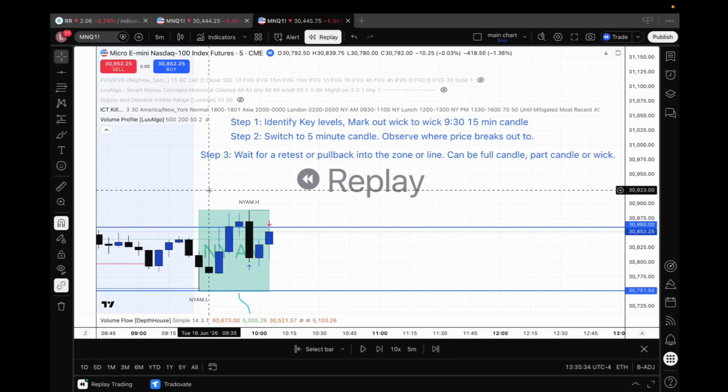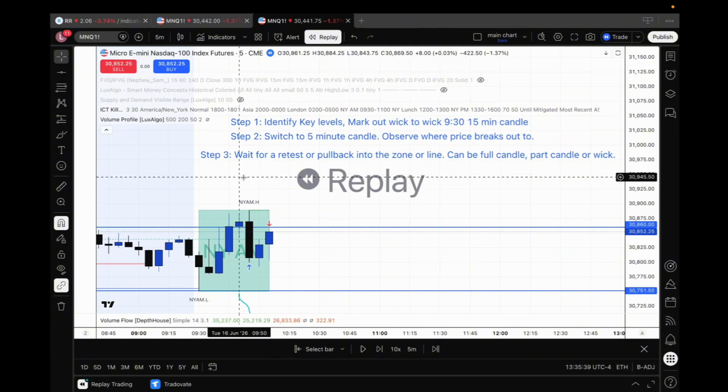So those are the steps to this strategy. Super easy, only 3 steps. I mean, it doesn't get better than that.